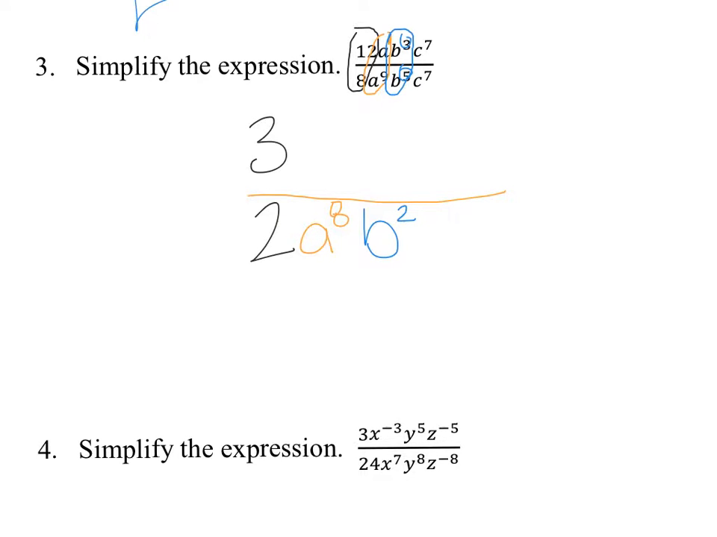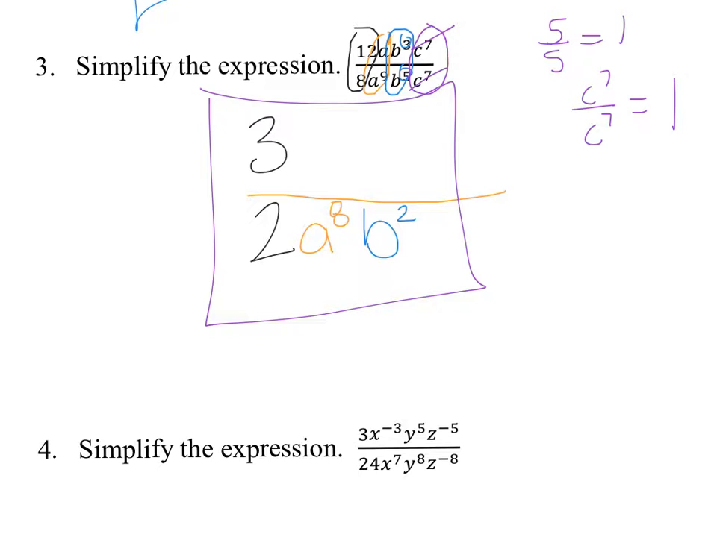And finally, I'm looking at my c's. When I look at my c's here, they're the exact same thing. So if they're the exact same thing, they will completely cancel each other out. Because just like how 5 over 5 is equal to 1, c to the 7th over c to the 7th, if it's the exact same thing, it's 1. And b multiplied by 1 is just kind of, you don't have to have it. So that's that answer.